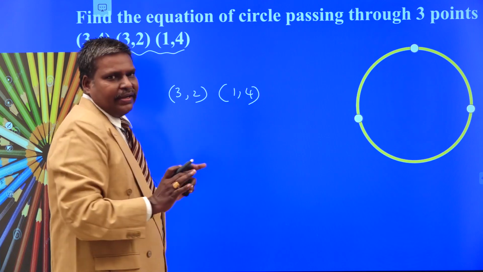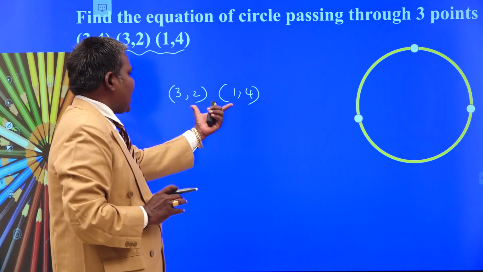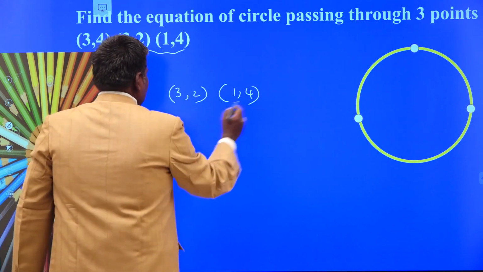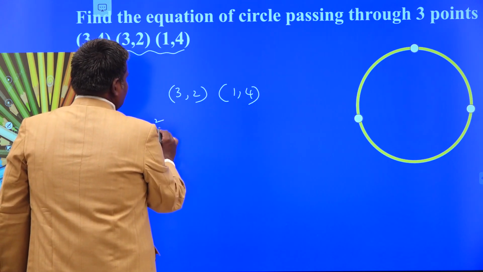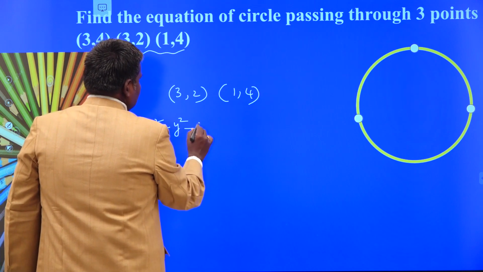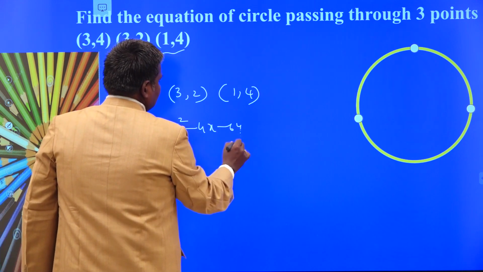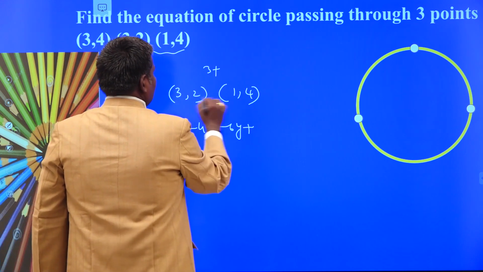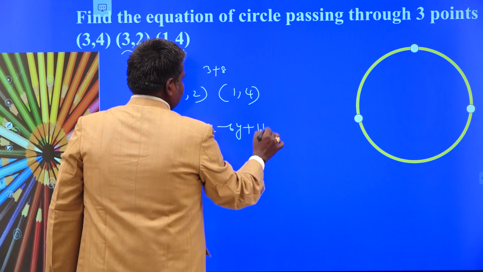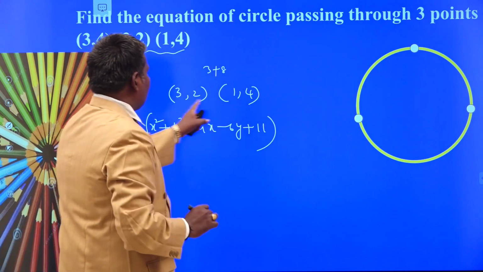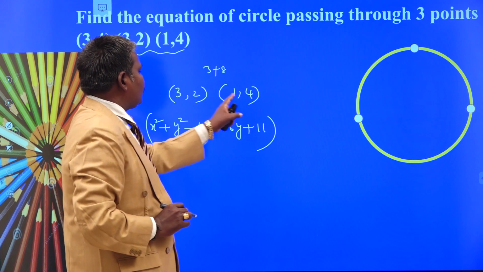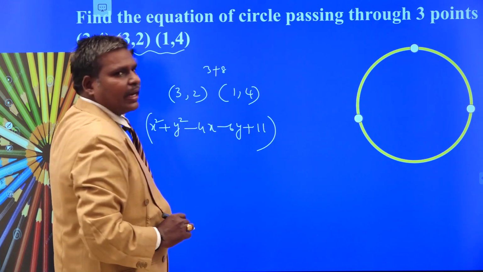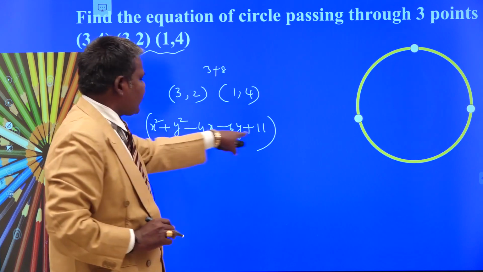Now, can you write the equation of the circle whose ends of the diameter are these 2 points? Yes, I am going to write this equation. The equation with these ends of the diameter is x square plus y square minus 4x minus 6y plus the dot product: 3 ones are 3 plus 2 fours are 8, that is 11. This is the circle whose ends of the diameter are (3, 2) and (1, 4). Dear students, here the triangle is a right angle triangle at this point. This is the final answer.